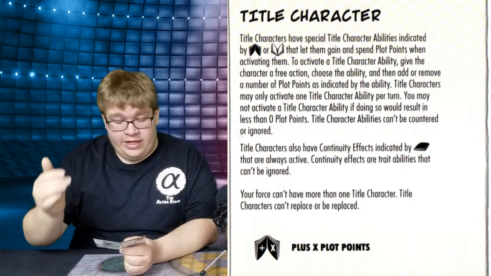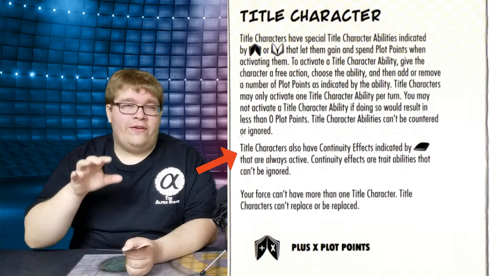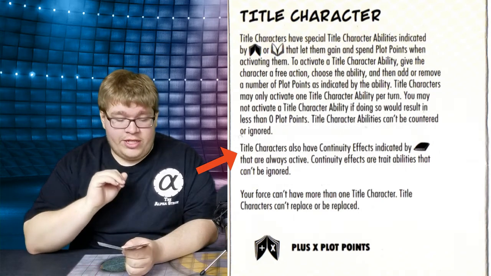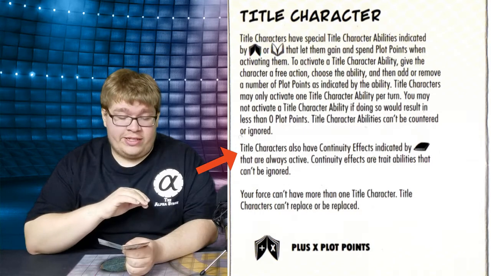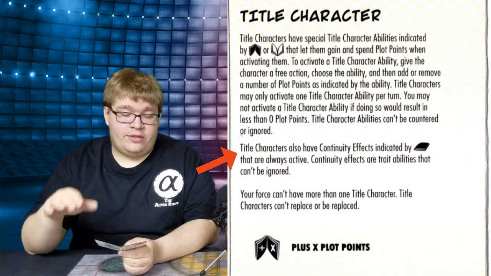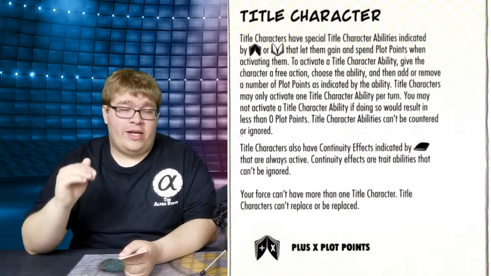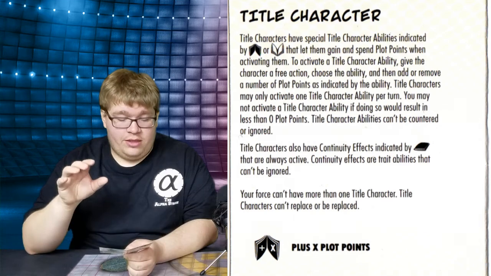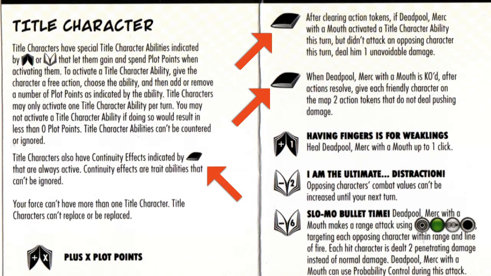Next. The other thing is here, title characters have these continuous closed book abilities as well. These are always active, and continuity traits can't be ignored, period. So these black books, when I read to you guys next, you have to make sure you pay attention to when they happen. Okay, so closed black books are called continuity effects. Yes. Okay. Correct.